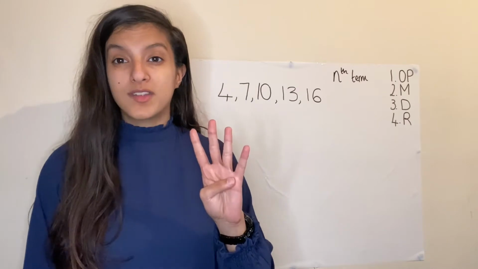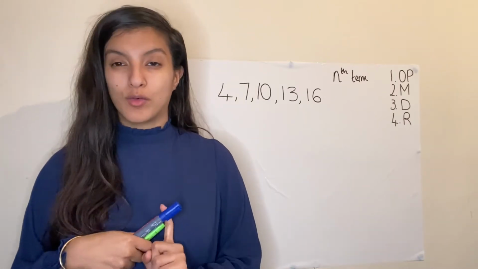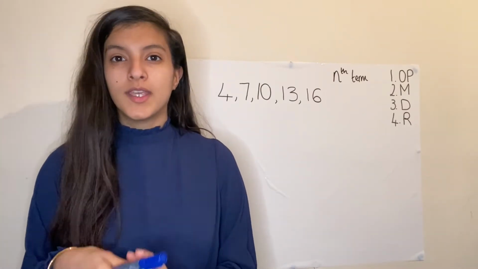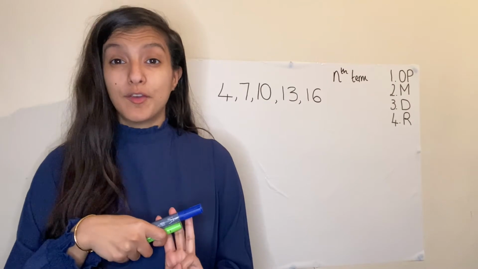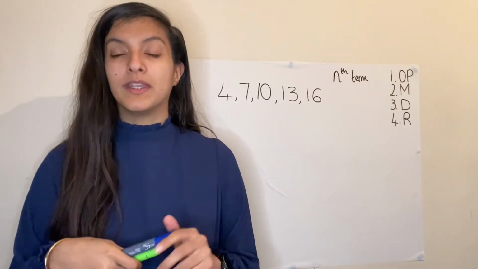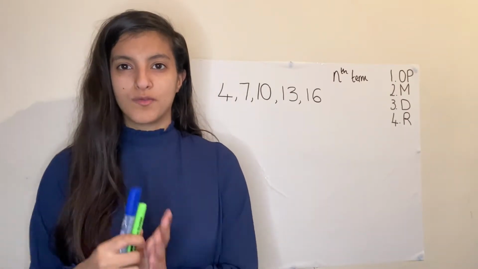Now there are 4 steps to help us find the nth term. Step number 1 is to look at our original pattern. Step number 2 will be to find out our multiples. Step number 3 will be to work out the difference between our multiples and the original pattern. And then step number 4 will be to write an algebraic rule. Okay, so that's what we're going to focus on, those 4 steps.